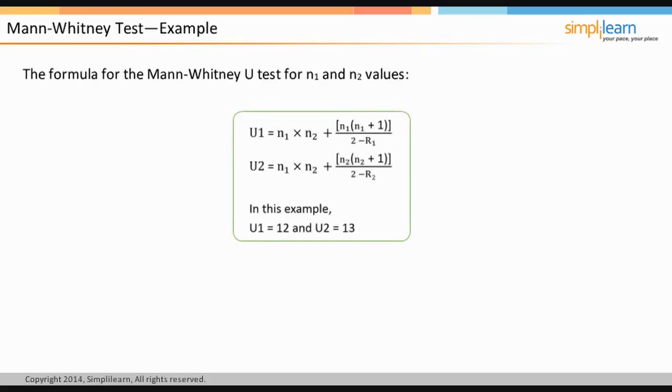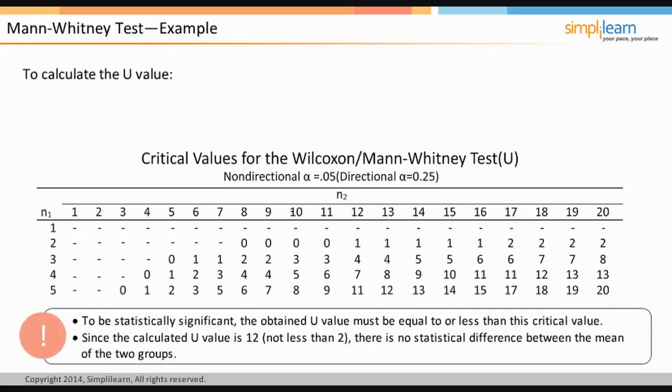The formula for the Mann-Whitney U-test for N1 and N2 values is U1 equals N1 multiplied by N2 plus N1 multiplied by N1 plus 1 whole divided by 2 minus R1. Similarly, U2 equals N1 multiplied by N2 plus N2 multiplied by N2 plus 1 whole divided by 2 minus R2. In this example, the value of U1 is 12 and U2 is 13. Now, the U value can be calculated by taking the minimum value among 12 and 13, which is 12.